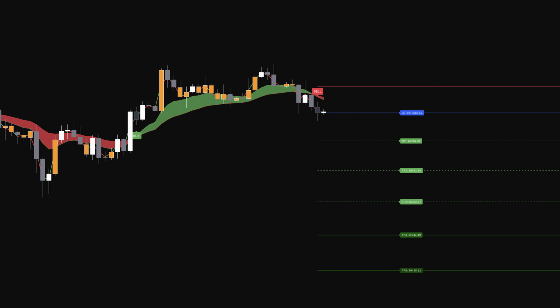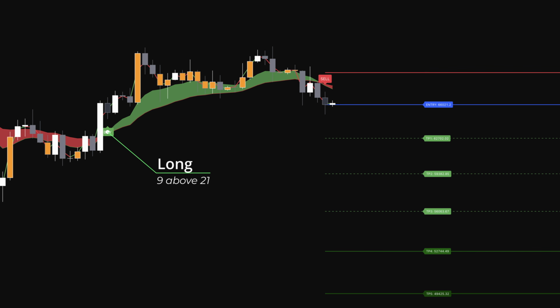The core signal is straightforward. When EMA 9 crosses above EMA 21, a long signal fires. When it crosses below, a short triggers.